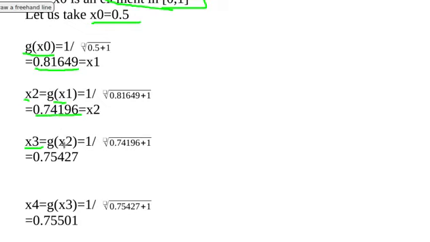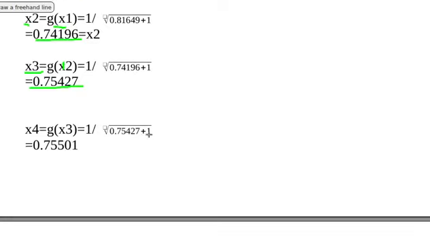x3 will be equal to g of x2. x2 is the value which we found in the previous step. So replace the value of x with 0.74196 plus 1. So it is evaluated as 0.75427.